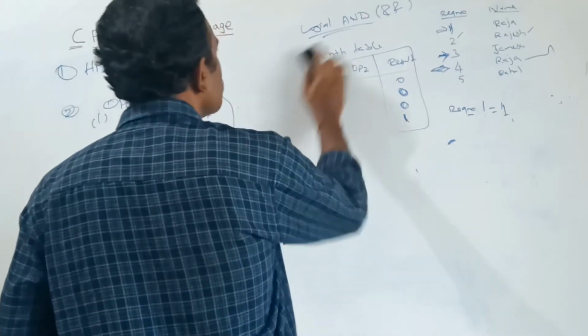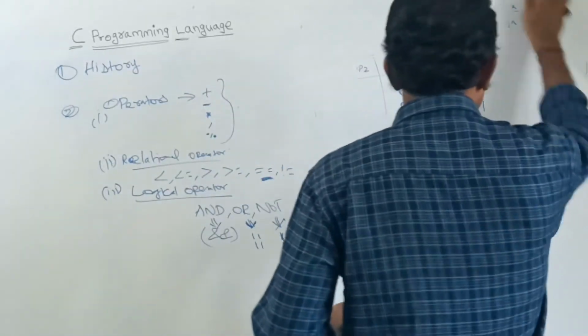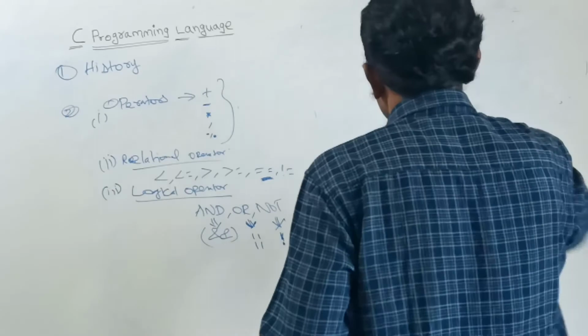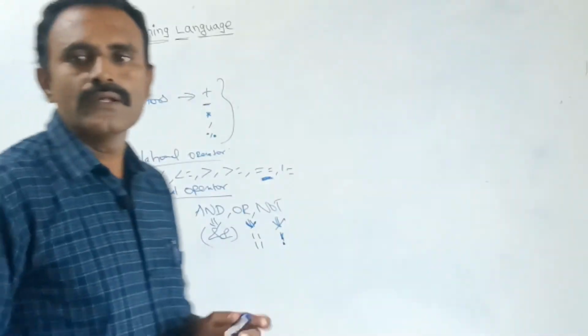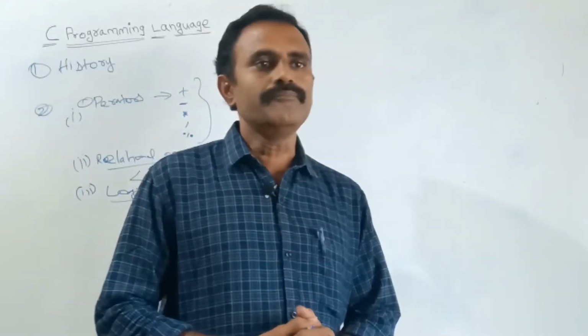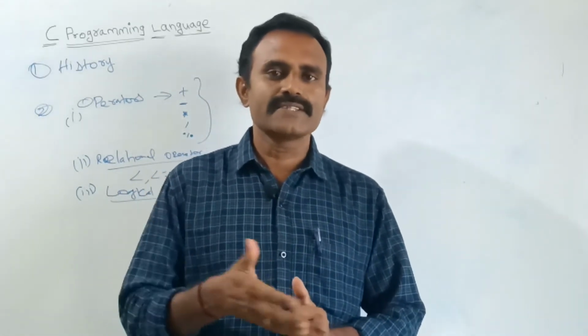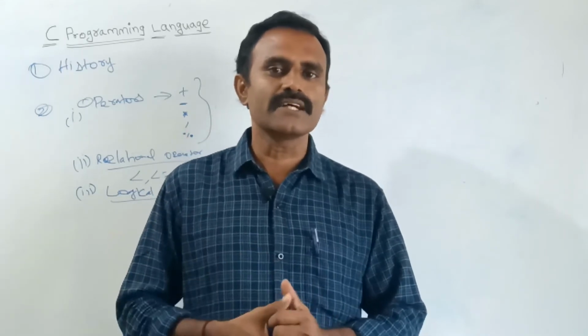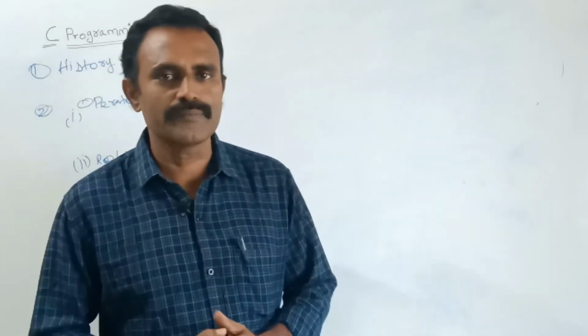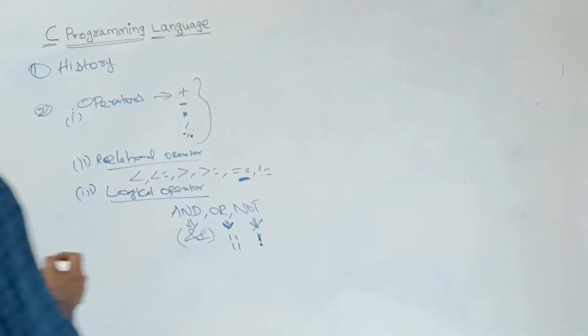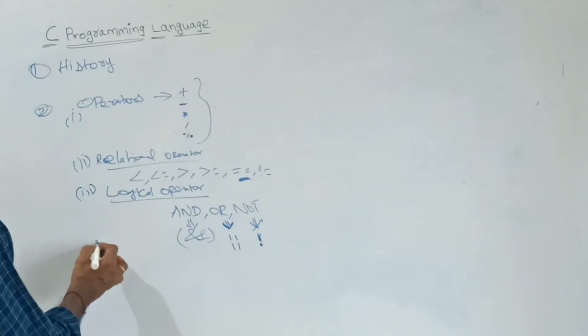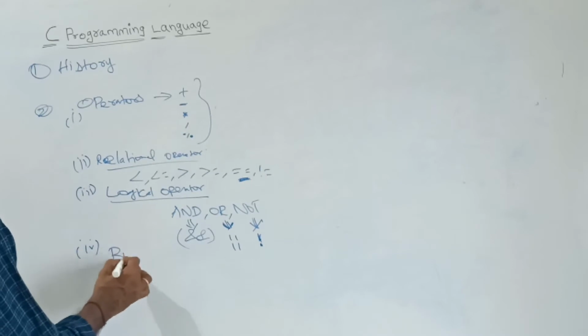Next, let us see about the bitwise operators. The bitwise operators in C are bitwise AND, bitwise OR, bitwise exclusive OR, and the shift operators, shift left and shift right, and ones complement. These are all bitwise operators. Fourth one, bitwise operator.